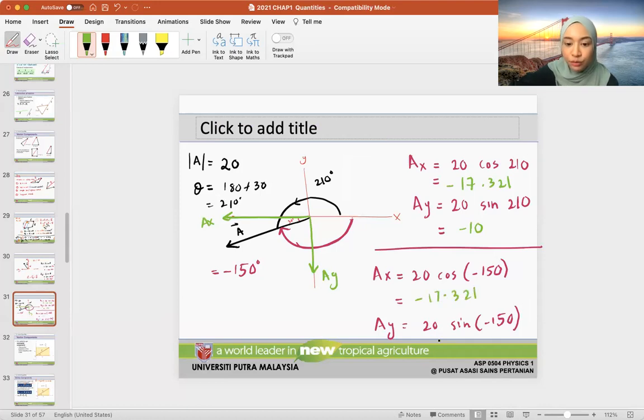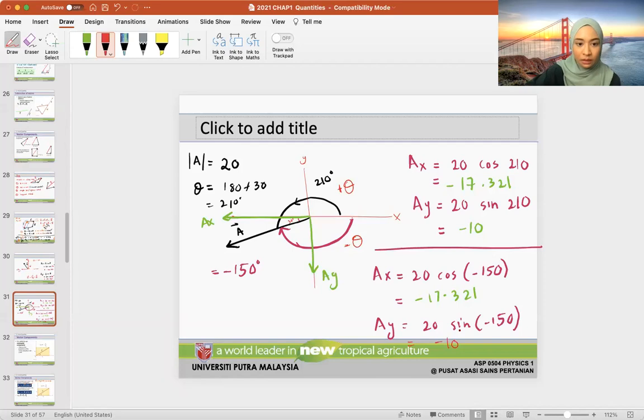So we just proved that we can actually use either the angle from the positive x-axis going anti-clockwise, or we can use the angle that we are measuring clockwise from the x-axis. But if we are measuring from down here, it should be negative. If we are measuring from here, it should be positive. Okay, great job everyone. So jawapan dia sama kan, minus 10.